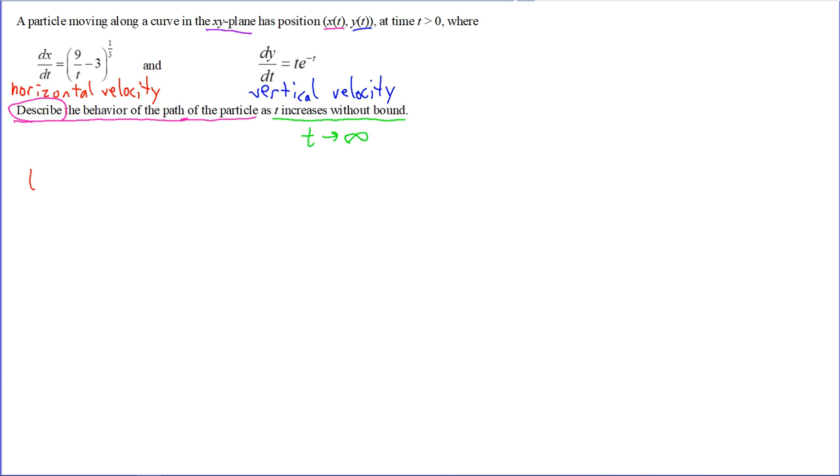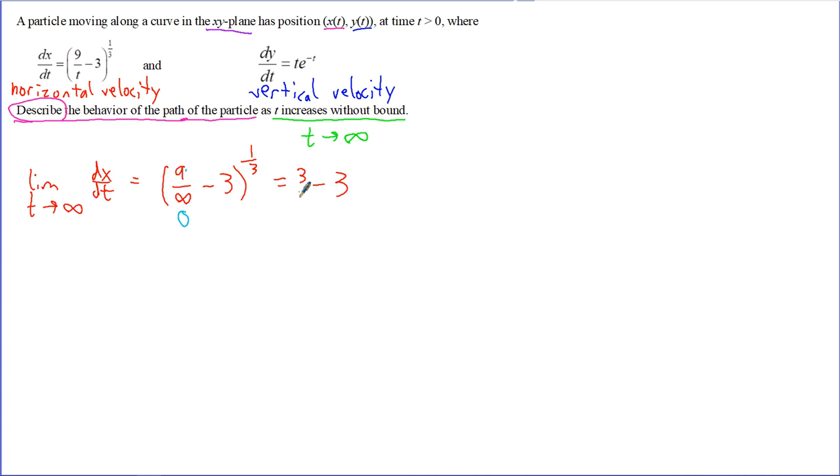So let's find the limit as t approaches infinity of dx/dt. Well, if we substitute infinity there, we'll have 9 over infinity minus 3. But 9 over infinity, 9 over some huge number, that's basically 0. So all we're left with then is negative 3 inside there, and it might be easier to analyze if you put this in radical form.